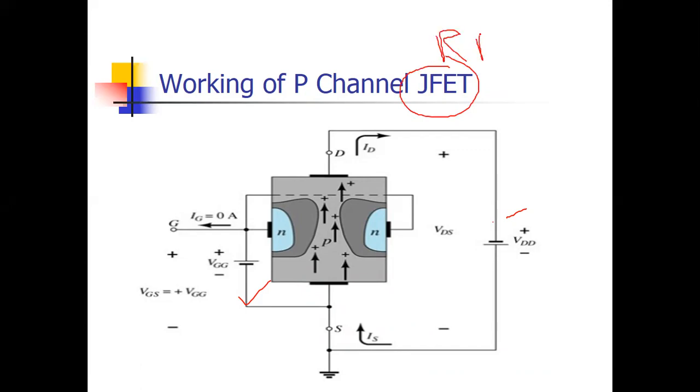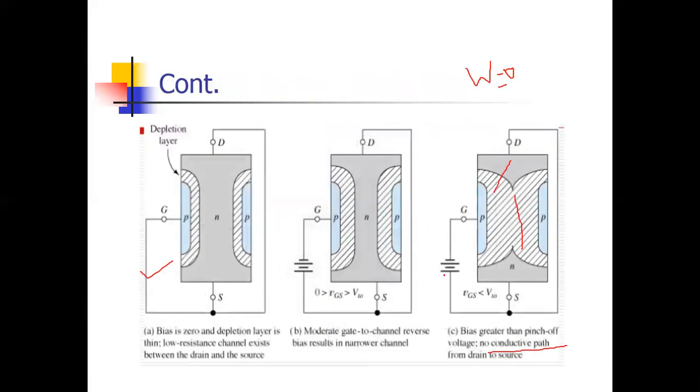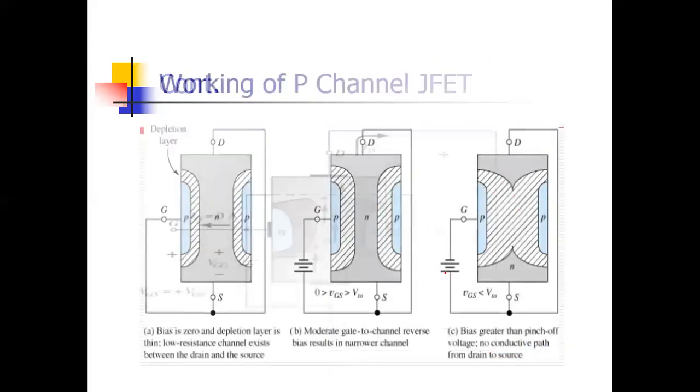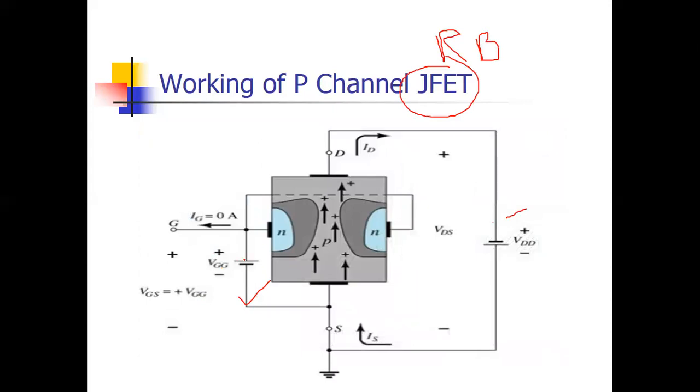Now the next question is, why not forward bias? Here we have applied negative reverse bias. Here also we are applying reverse bias. P plus N means reverse bias. Why reverse bias? Why always reverse bias?